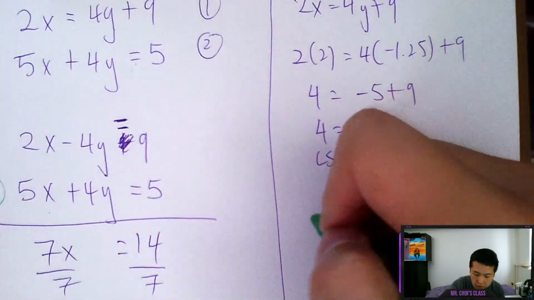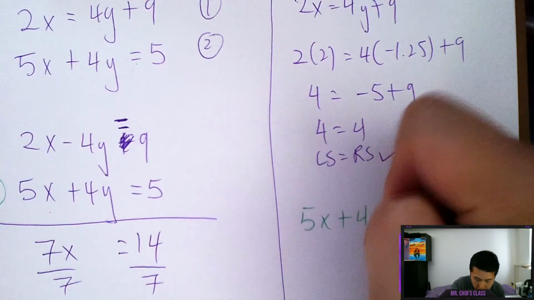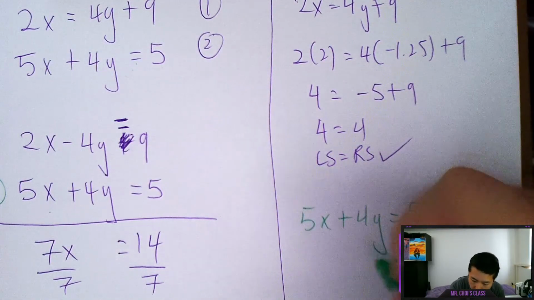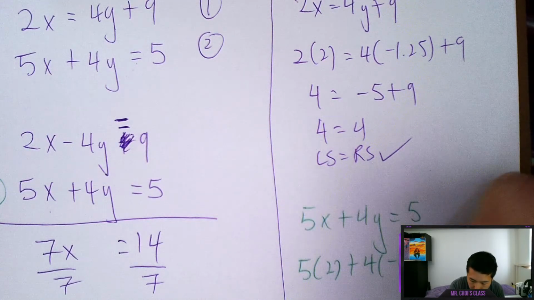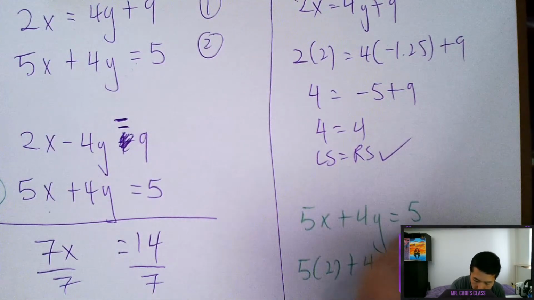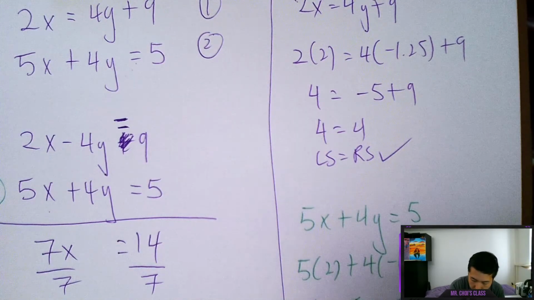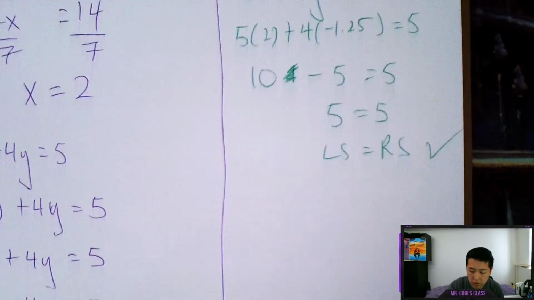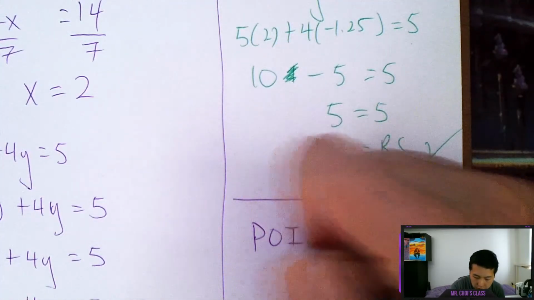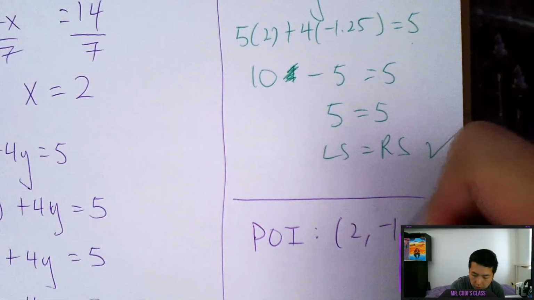For the second one, we get x is 2, y is negative 1.25. So I get 10 minus 5 equals 5. So I get 5 equals 5. Left side equals right side. And there's our check there. And so there's our answer. And so we can say that our point of intersection here is (2, negative 1.25).